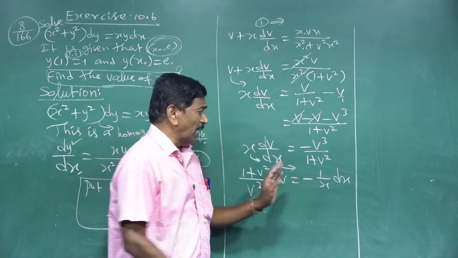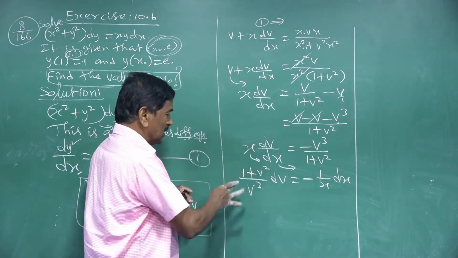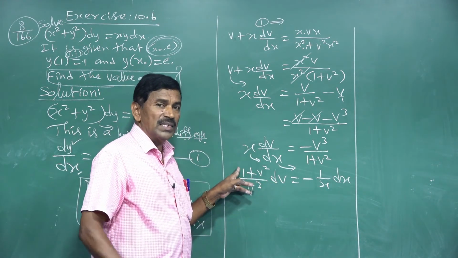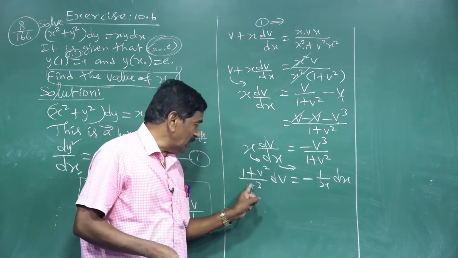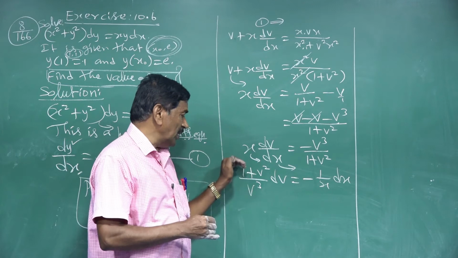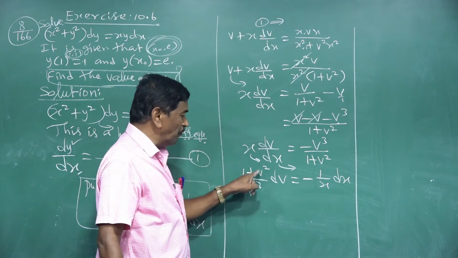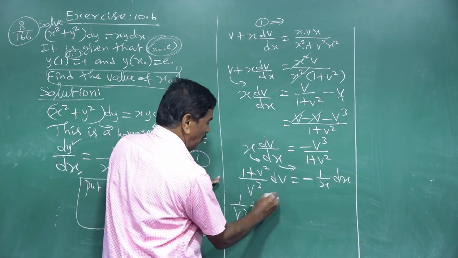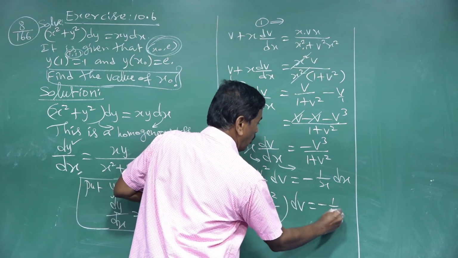And if there is no formula, we want to adjust, or sometimes use the substitution method. Children, listen. Here on the right hand side, integral 1 by x dx equals log x, clear. What about the left side? Integral 1 plus v square by v cube into dv. Is there a formula? No, there is no direct formula. Here the denominator is a single term common to both numerator terms. Split it. We get 1 by v cube plus v square by v cube into dv, equal to minus 1 by x into dx.